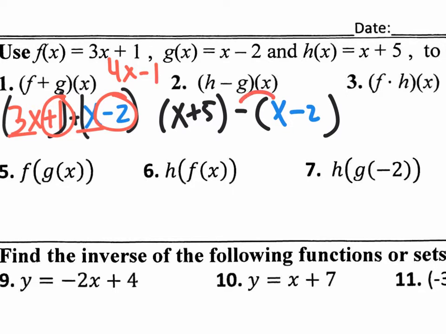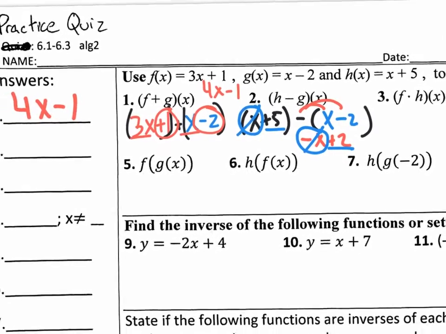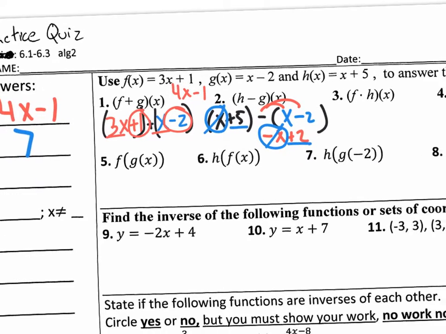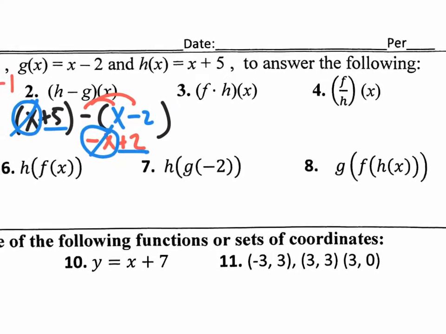First, you're going to distribute that minus sign to each of those. And of course, you're going to have a negative x plus 2. So now it's just a question of combining like terms. You have x minus x. What happens? X minus x cancels out. Then how about 5 plus 2? 7. So I'm not saying it's going to happen tomorrow, but in this case, the answer is 7 for number 2.